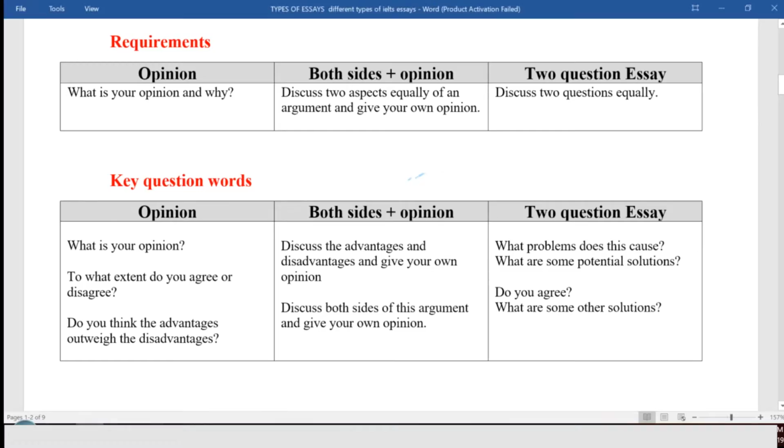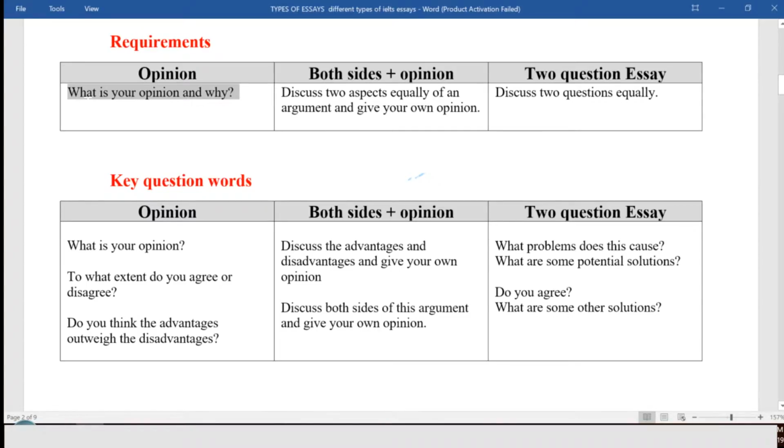Now let's look at some of the requirements for some of the different types of questions. The question that you just saw is this first type, opinion. The requirement of this type of question is to give your opinion. Essentially the requirement is to say what your opinion is and then state some reasons for your opinion.